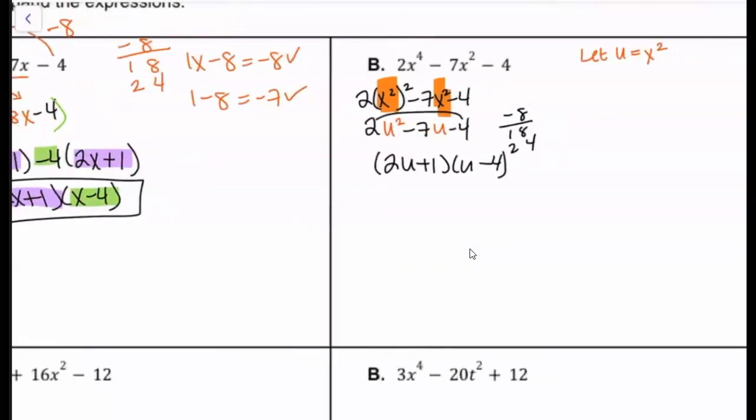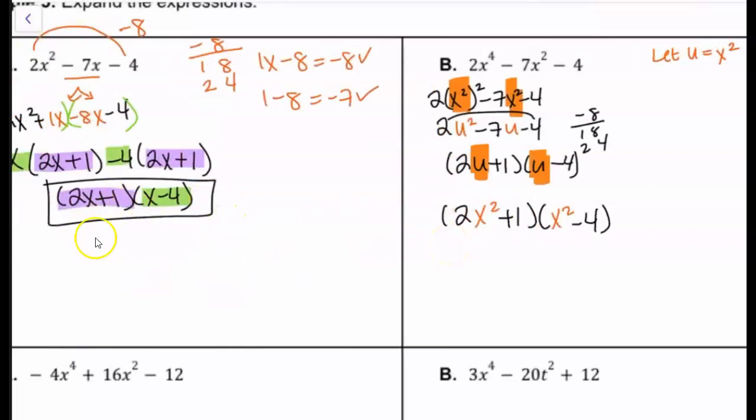But I said that u is equal to x squared. So this isn't my answer because I have to resubstitute in the x squared. So I'm going to have 2x squared plus 1 and x squared minus 4. So this is actually what my answer is because I had x to the 4th power. All this to say that you solve it in the regular manner that you would solve any other problem. The only difference is that you have to add in the x squareds for your answer instead of just having regular x's for your answers.